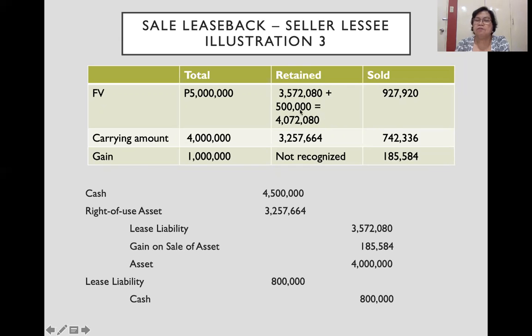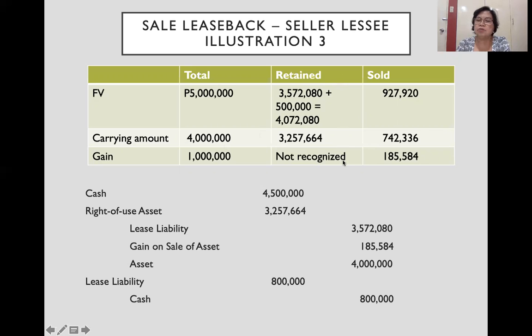So the fair value of the right retained is considered to be 4,072,080. So 4,072,080 is deducted from 5 million. This difference of 927,920 is presumed to be the selling price of the right disposed of. Based therefore on this proportion of 4,072,080 and 927,920, we allocate 4 million carrying value between the right retained and the right disposed of.